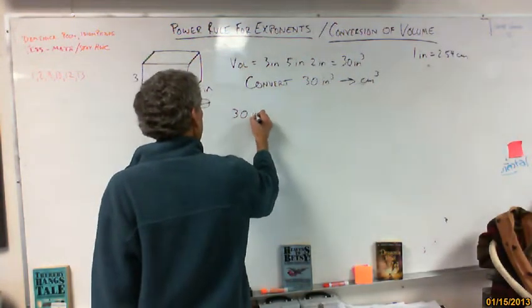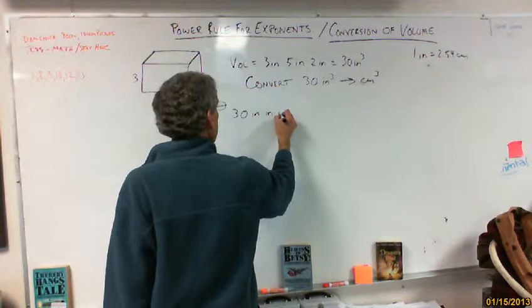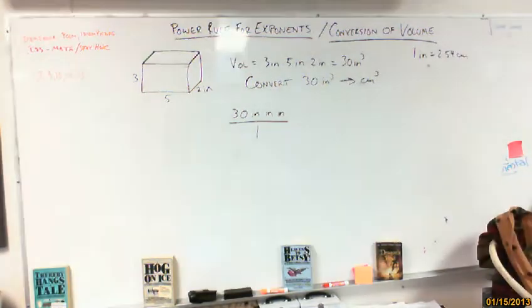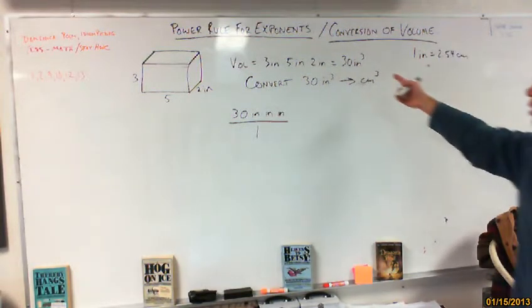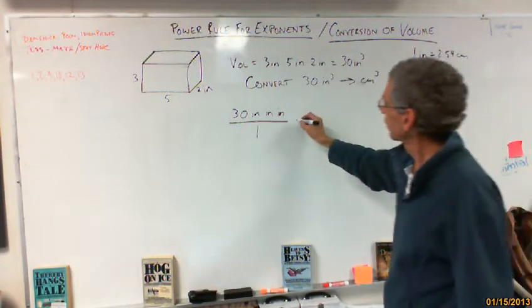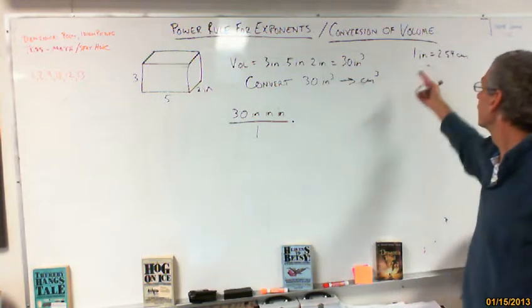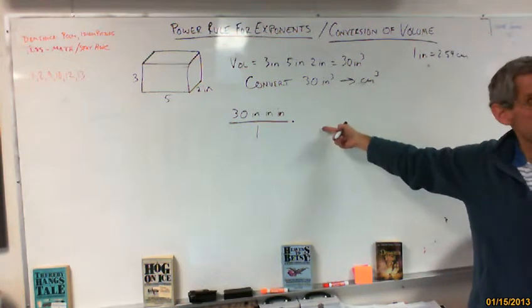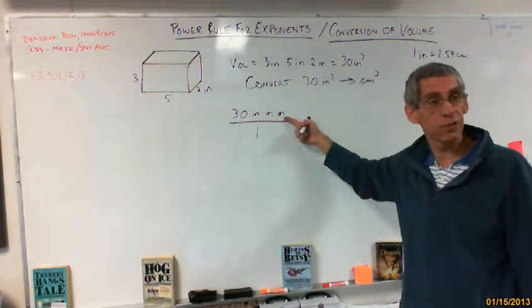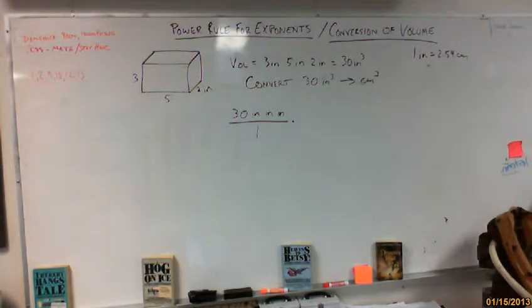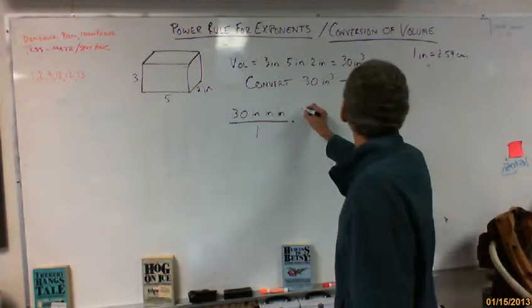All right, so now I'm going to do this. I'm going to do 30 inches times inches times inches, because that's cubic inches, over 1. And look, I'm only trying to go to cubic centimeters. I have to have inches downstairs now, right? But look, I'm going to have inches 3 times downstairs in order to get rid of these 3 upstairs. So I'm going to use the same unit multiplier, the same fraction, 3 times. Does that make sense?